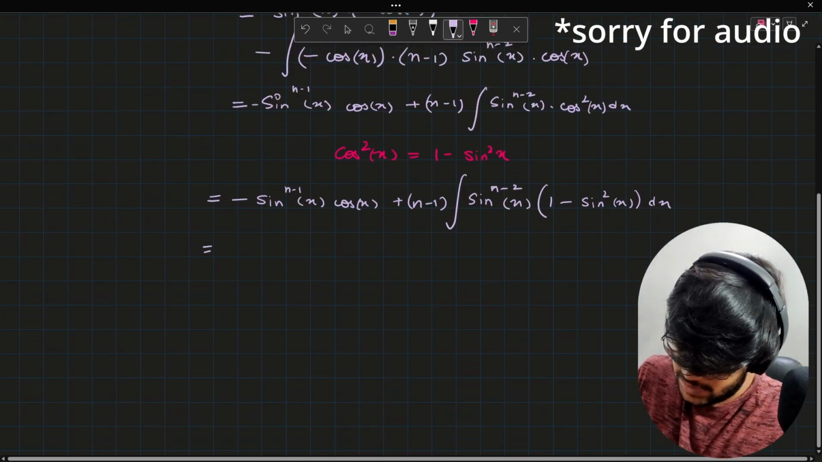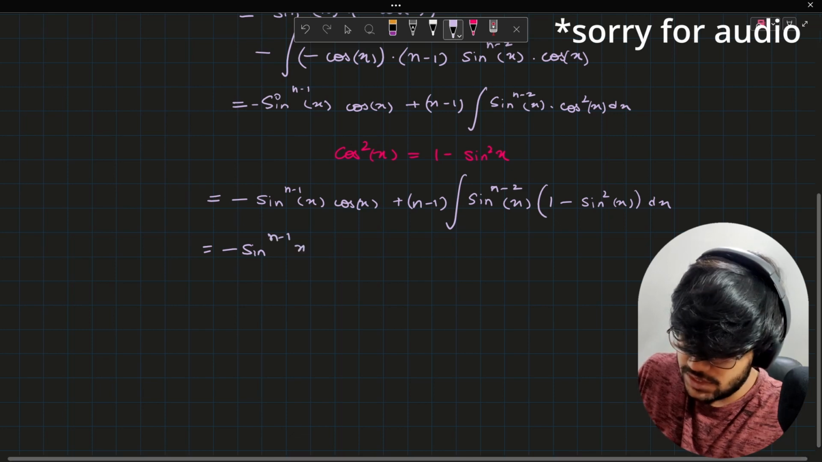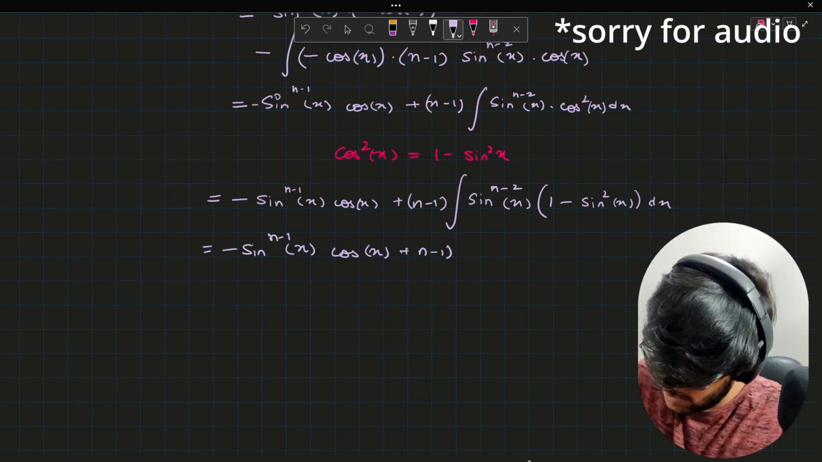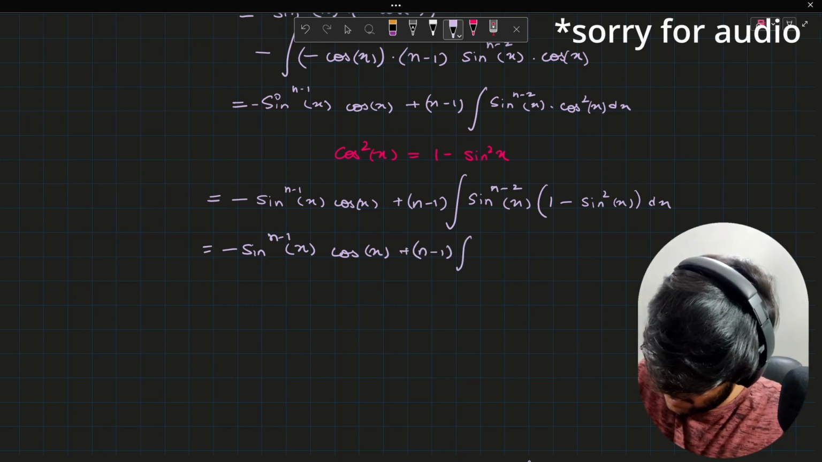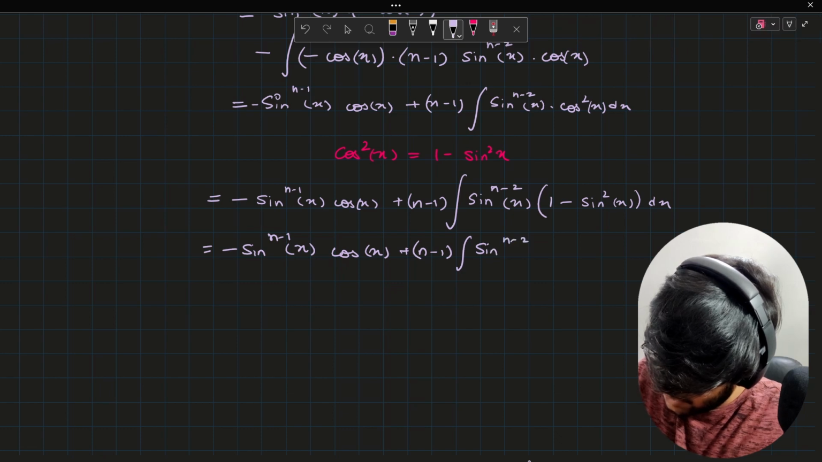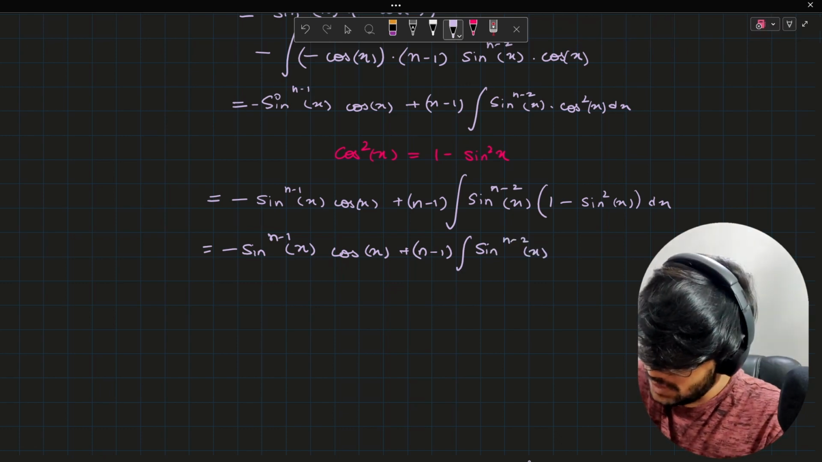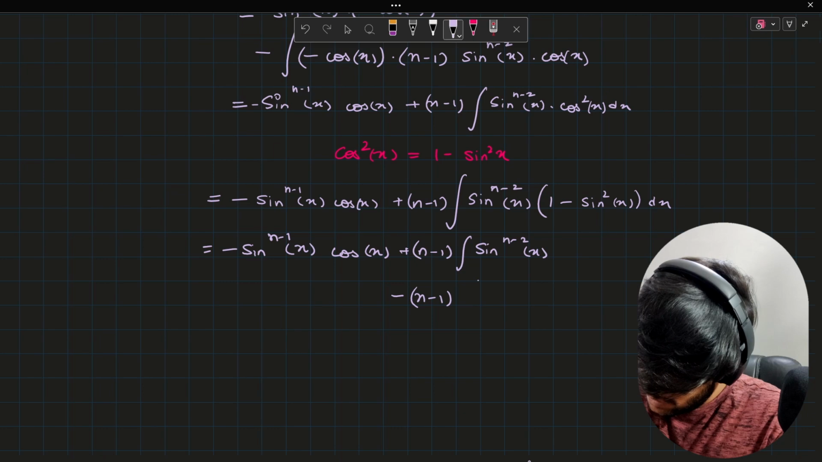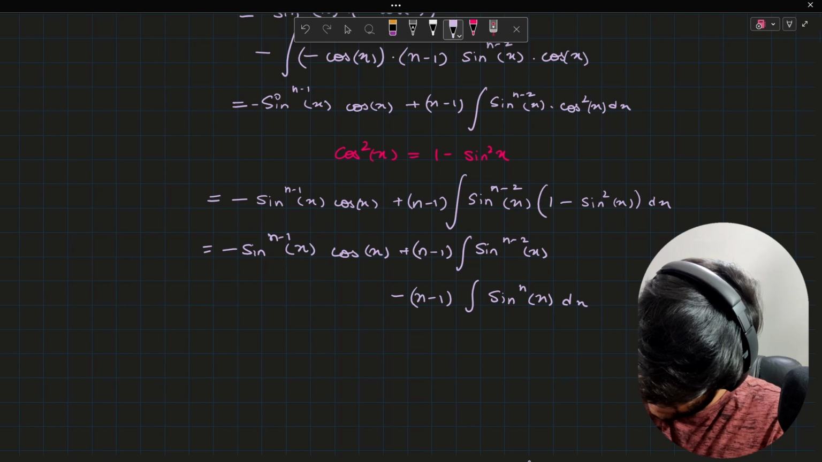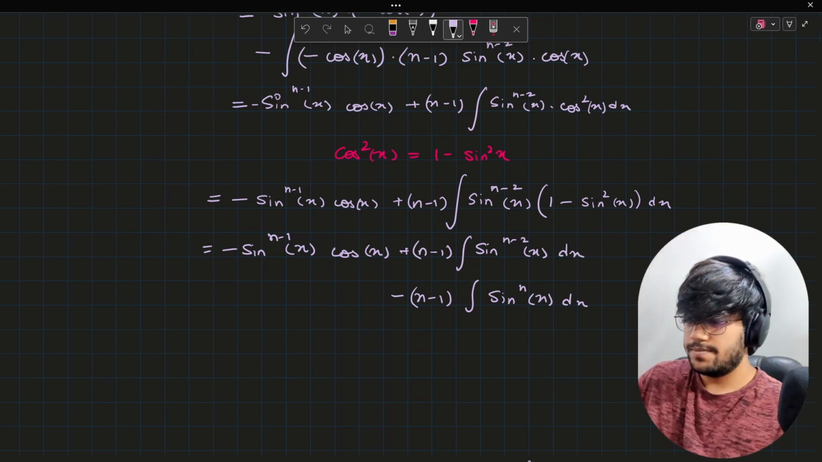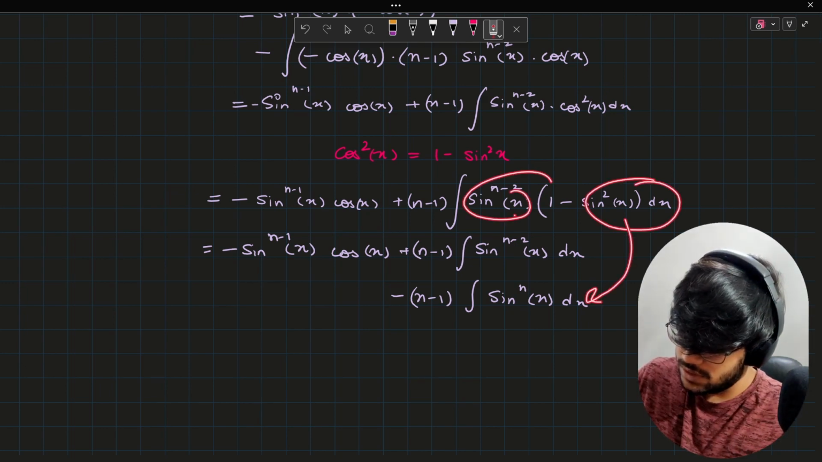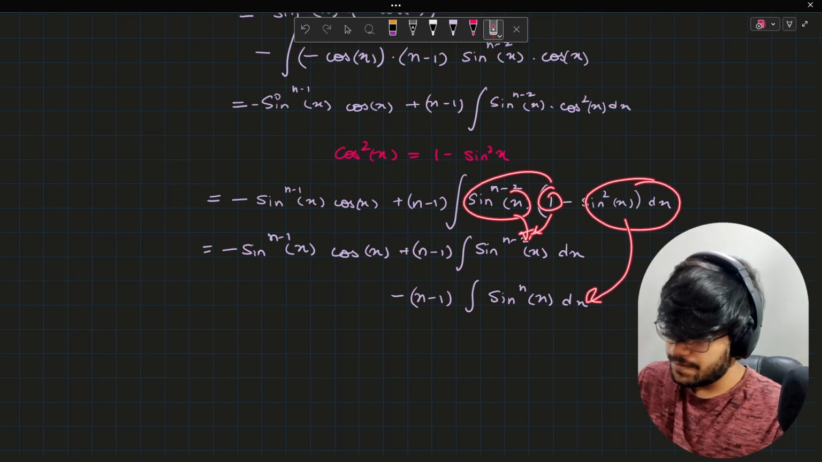So we get I_n is minus sine^(n-1) x cos x plus (n-1) integral of sine^(n-2) x dx, and again minus (n-1) integral of sine^n x dx. So this portion comes here, and this is as it is. Fine.